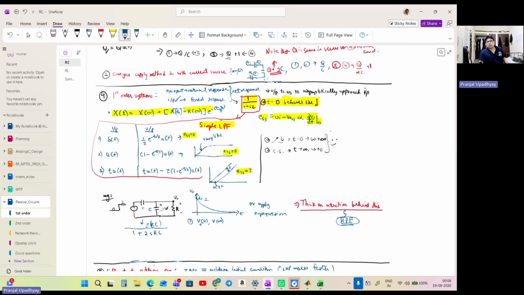Okay, so now this is a standard low pass transfer function. How is it low pass? We can understand that if I replace s with 0, this transfer function will be 1.